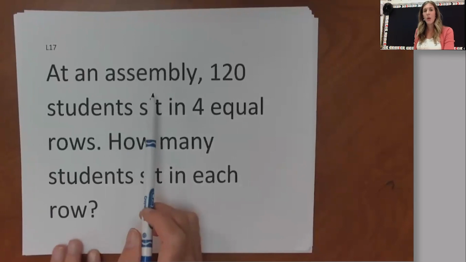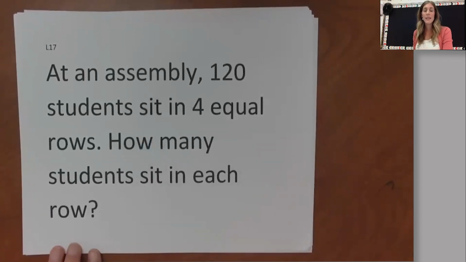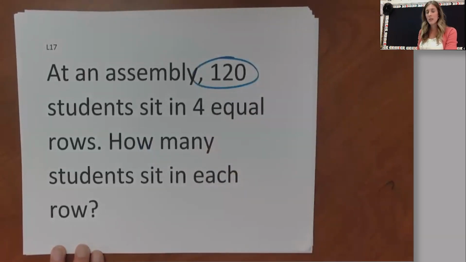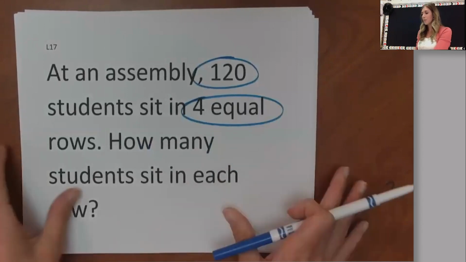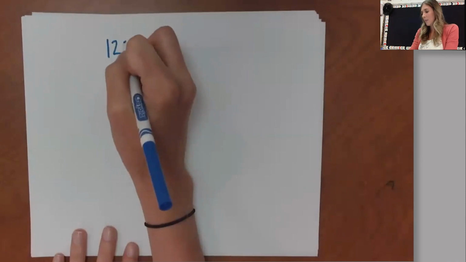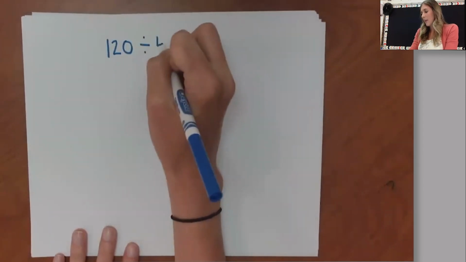At an assembly, 120 students sit in 4 equal rows. How many students sit in each row? What is the division problem that we're trying to solve? I hear you all saying 120 divided by 4. Our 120 students split into 4 equal rows. 120 divided by 4.